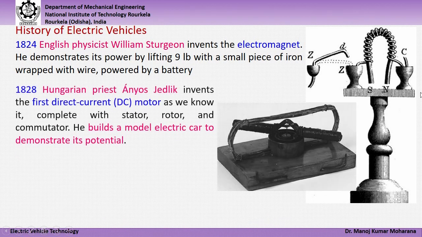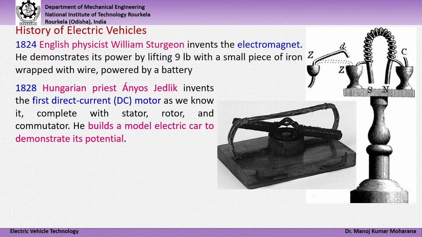In the year 1824, Hungarian priest Enios Jedlik invented the first direct current motor or DC motor, which consists of a starter, rotor and a commutator. He built a model electric car also to demonstrate the potential to use a motor for running a electric vehicle.